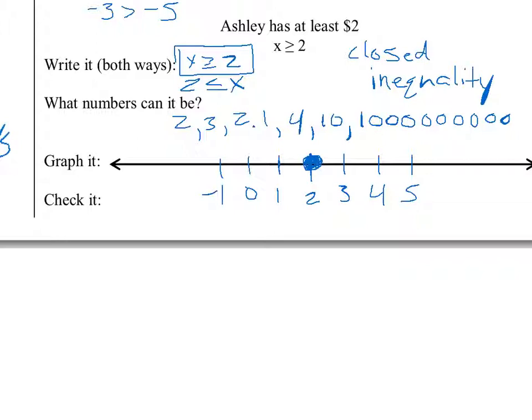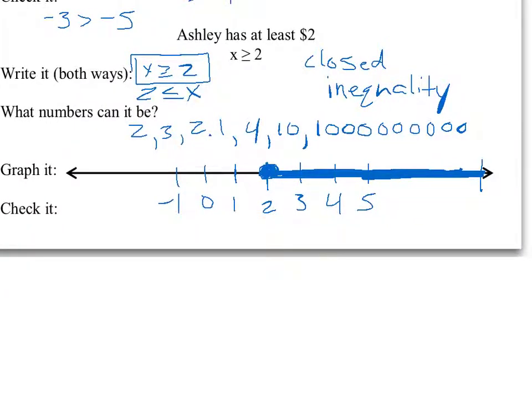Now we need to shade over all of the values that are x is greater than 2. Which way should I be shading? To the right or to the left? Judea? To the right. All right, so I'm going to shade over it. I'm going to put my arrow on the end to prove that I know that I could shade this out infinitely in this direction and I would still run into values that are part of the solution.